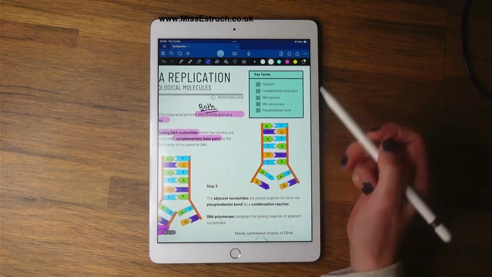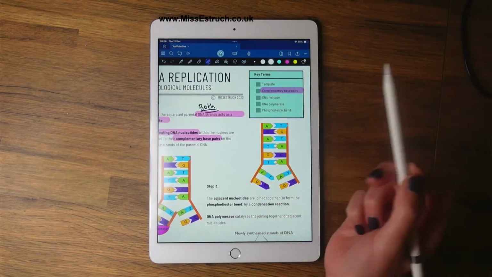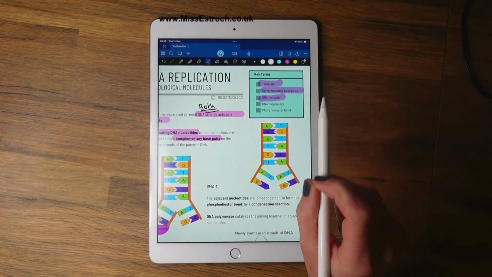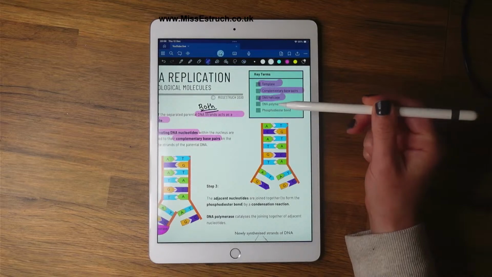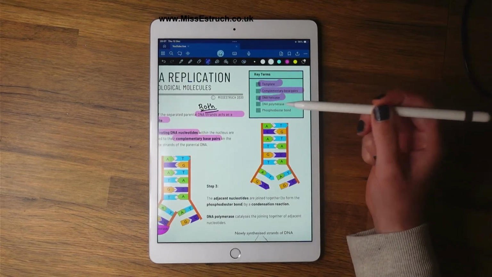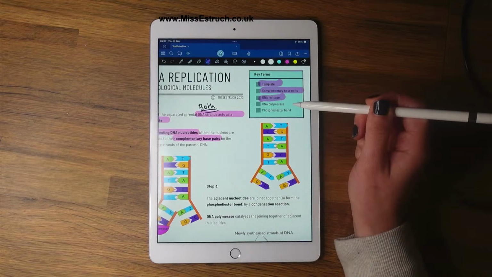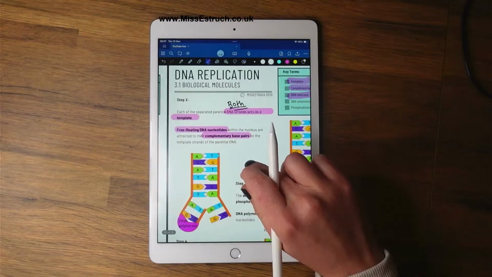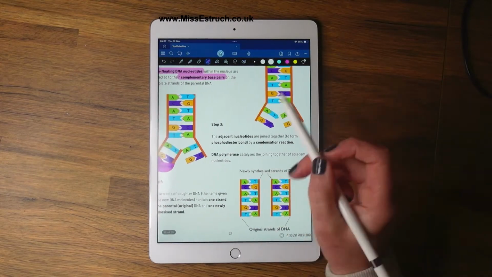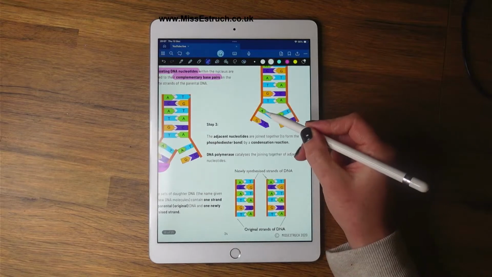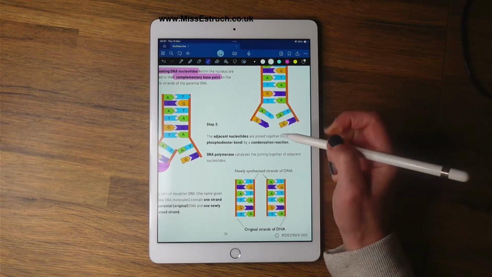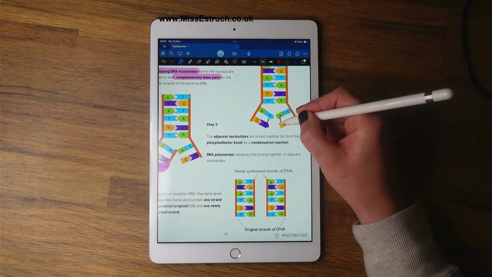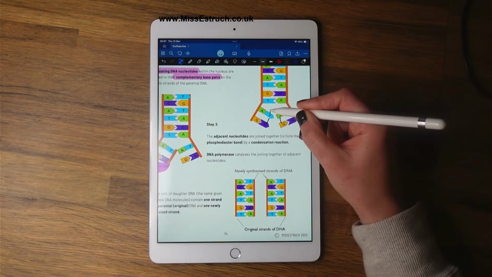And if we just have a look at the key terms on this one, complementary base pairs again comes up. The concept of a template strand. We've talked about DNA helicase. So the last 2 key terms we haven't come across yet within this method is DNA polymerase and phosphodiester bonds. So next step then, we've got our complementary base pairs here aligned opposite each other. But what we don't have yet is they're not joined together. We need to join them together to create the new strand.